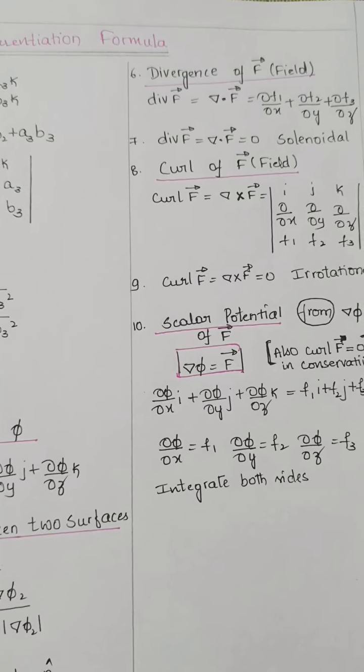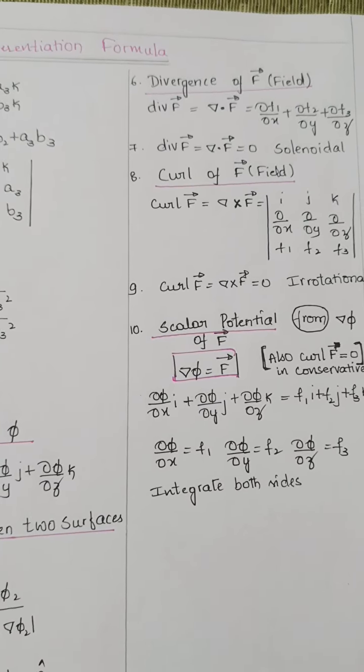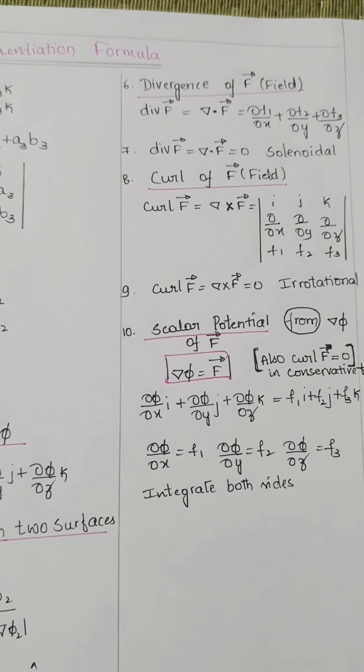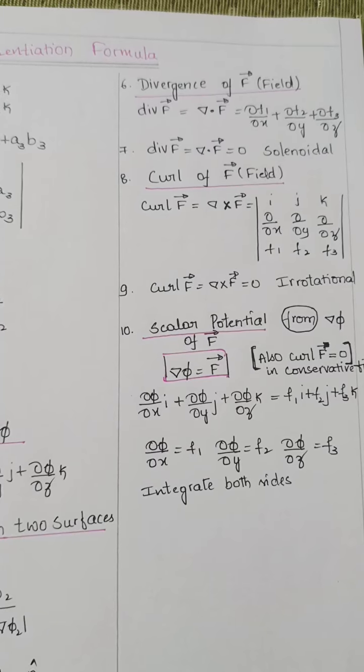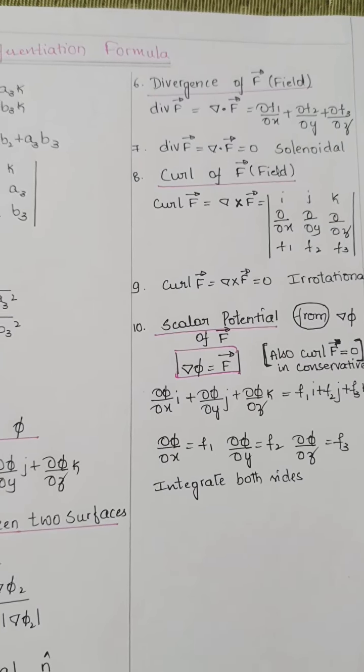Curl of F is equal to the cross product of the field, i j k, dou by dou x, dou by dou y, dou by dou z, F1, F2, F3. If curl is 0, we call it irrotational.